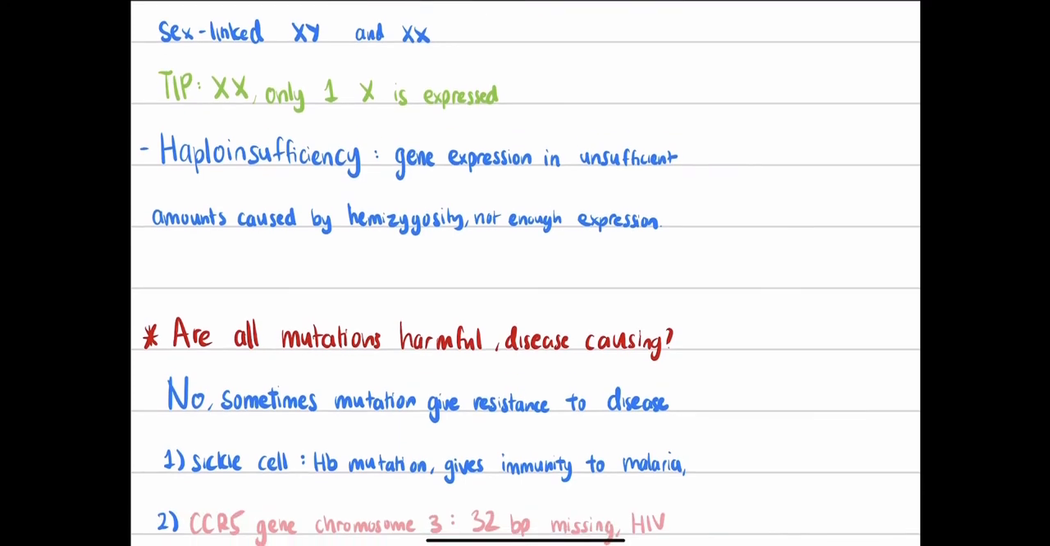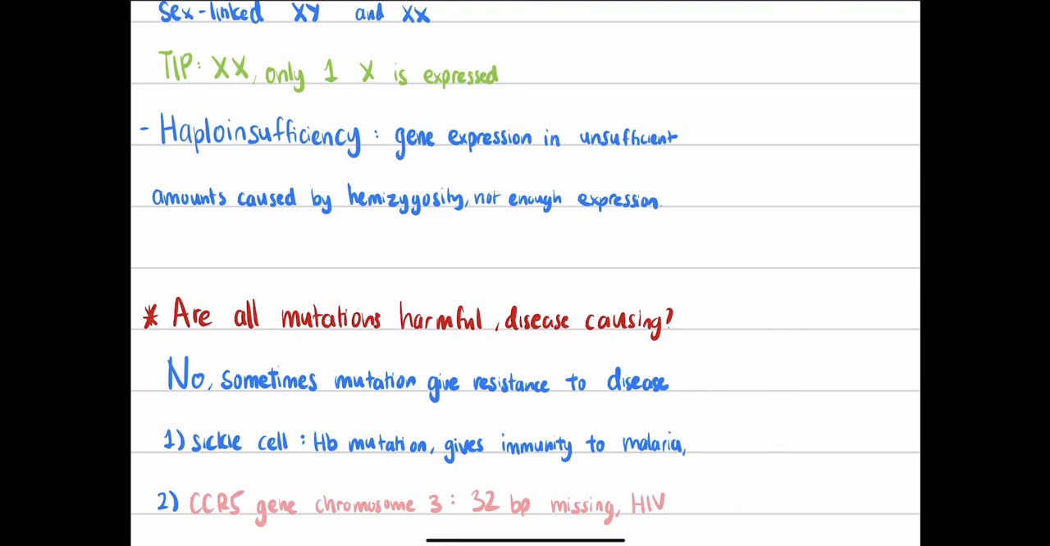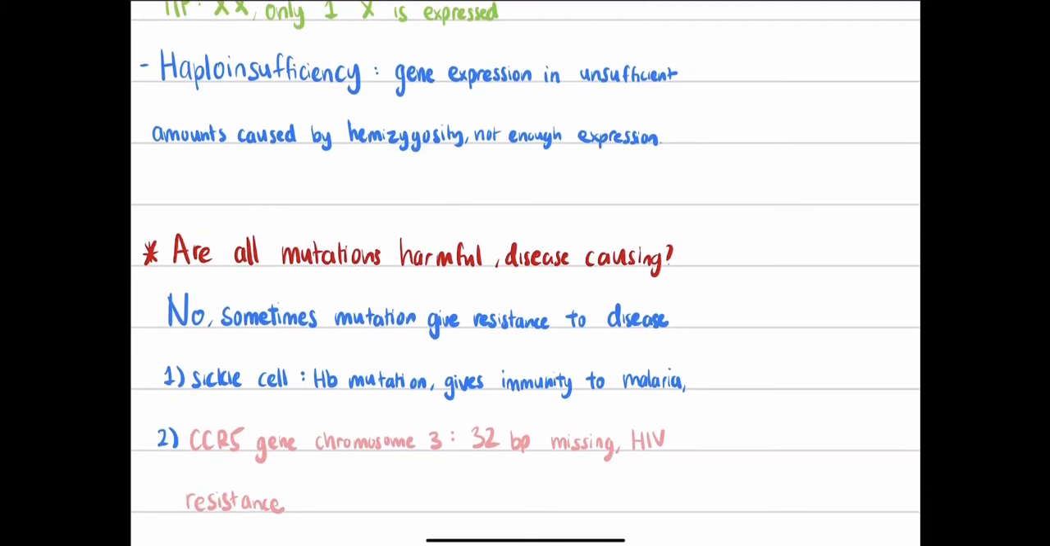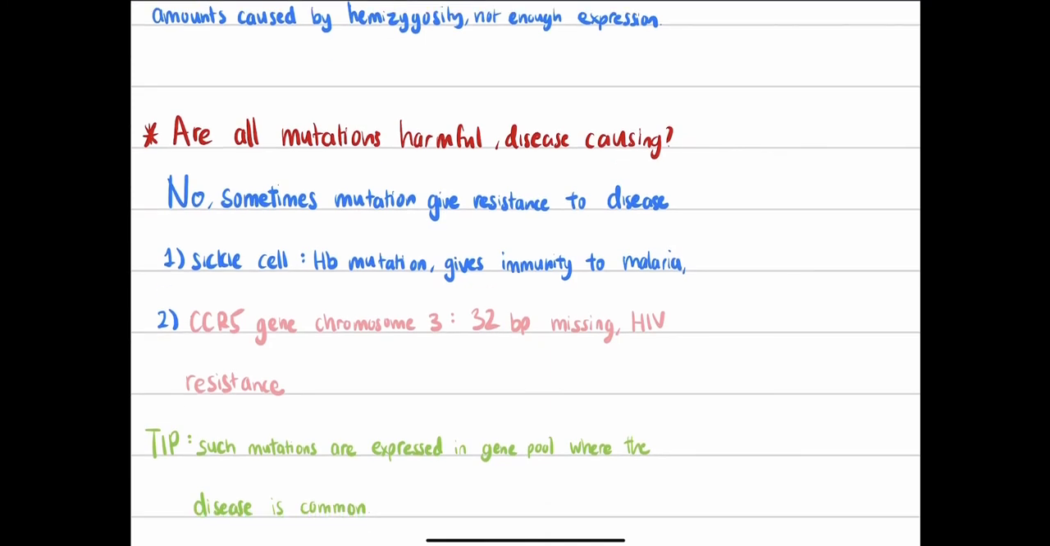Another example is the CCR5 gene. The CCR5 gene is located on chromosome 3, and this is when we have 32 base pairs missing. And guess what, everybody? It gives us immunity to HIV. That sounds really nice. I know it does, but if you have this mutation, you have no expression of HIV, and you can still pass it on though. So not that cool. Such mutations are expressed in gene pools where the disease is common.